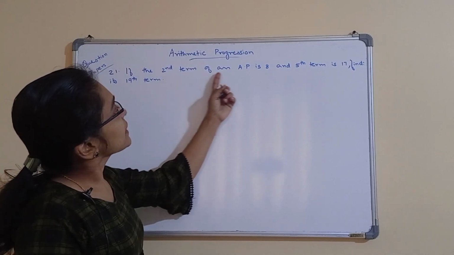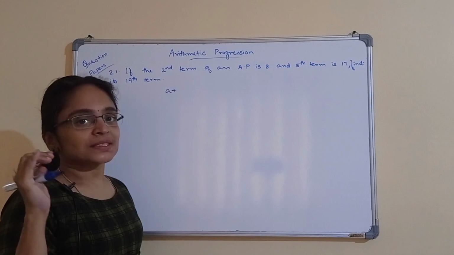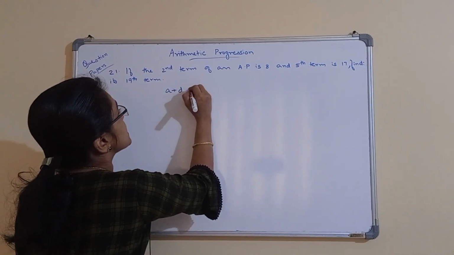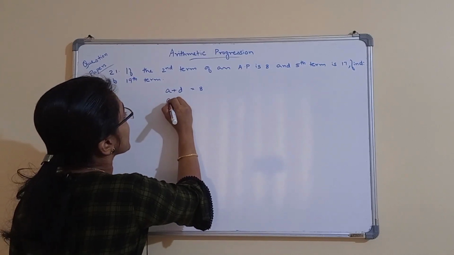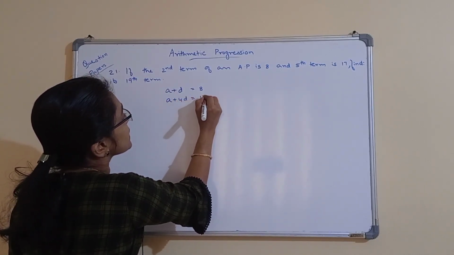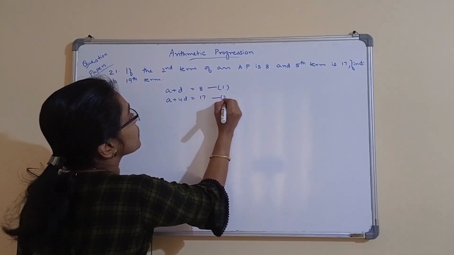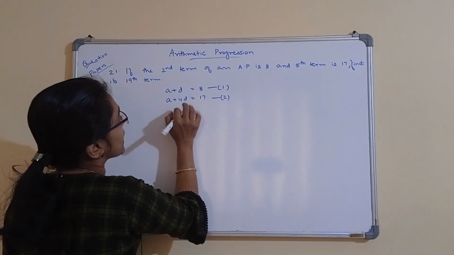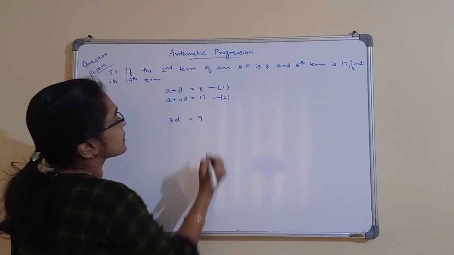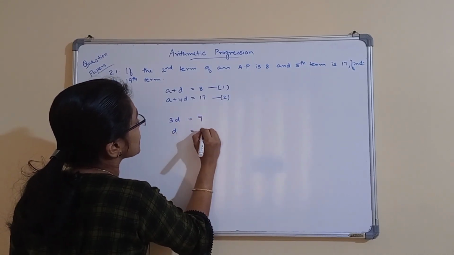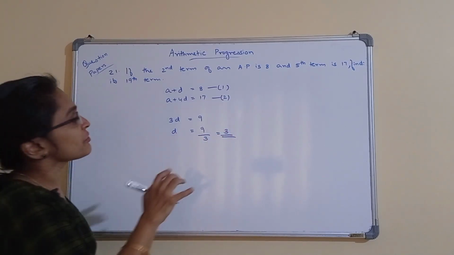If the second term of an AP is 8 and fifth term is 17, find the 19th term. So second term is a plus d. a plus d equal to 8. And fifth term is 17. So a plus 4d equal to 17. So let this be equation 1 and this be equation 2. Now subtracting 1 from 2 we will get 3d equal to 9. So what is d? d equal to 9 by 3 equal to 3. So we got the common difference as 3.